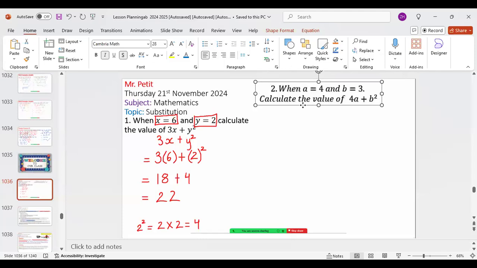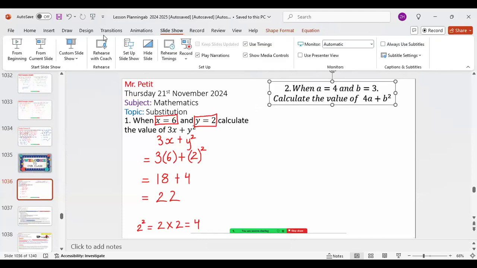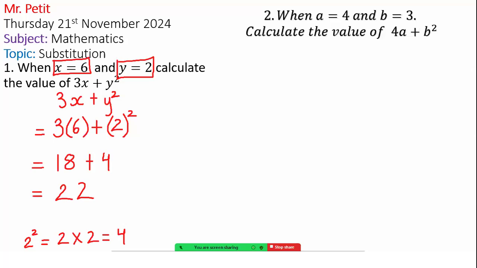All right, so let's go ahead and do it. By the way, if you know the answer already, you can put it inside the chat.